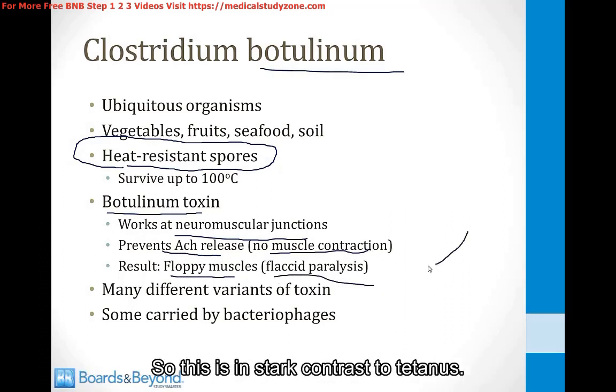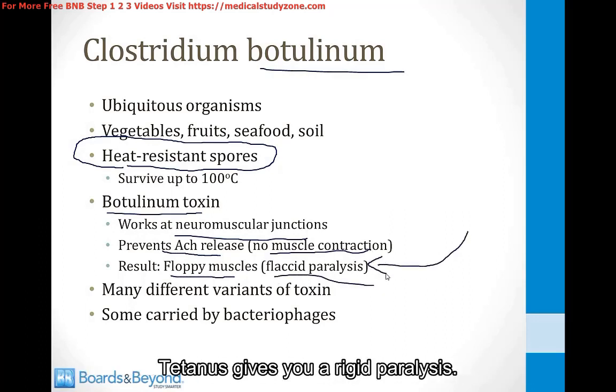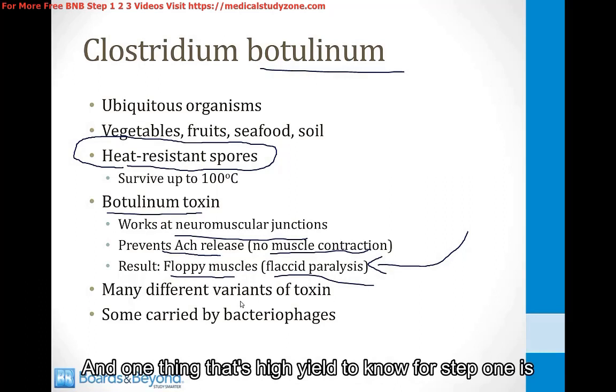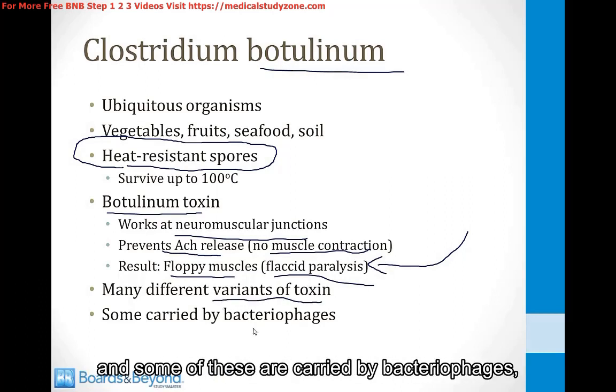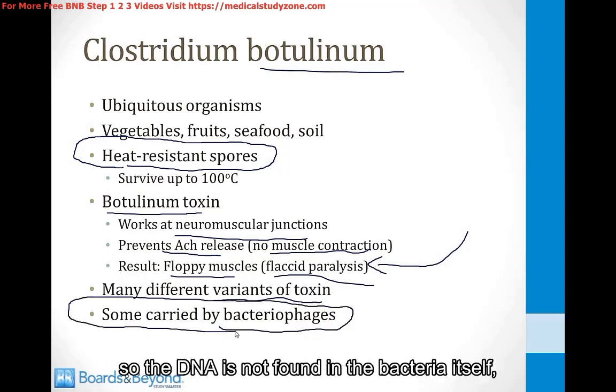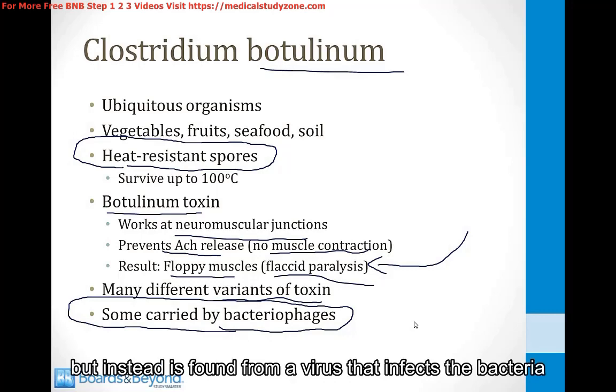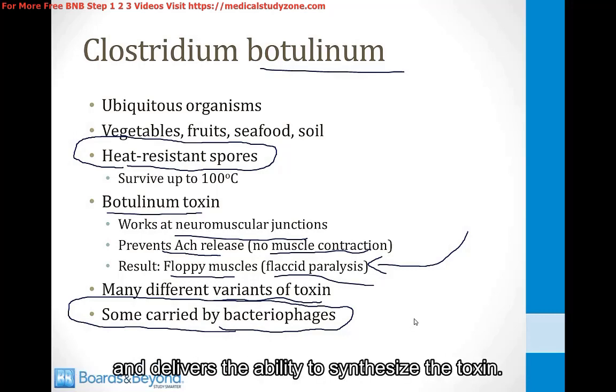So this is in stark contrast to tetanus. Tetanus gives you a rigid paralysis. Botulism gives you a flaccid paralysis. And one thing that's high yield to know for step 1 is that there are many different variants of the toxin produced by the bacteria, and some of these are carried by bacteriophages. So the DNA is not found in the bacteria itself, but instead is found from a virus that infects the bacteria and delivers the ability to synthesize the toxin.